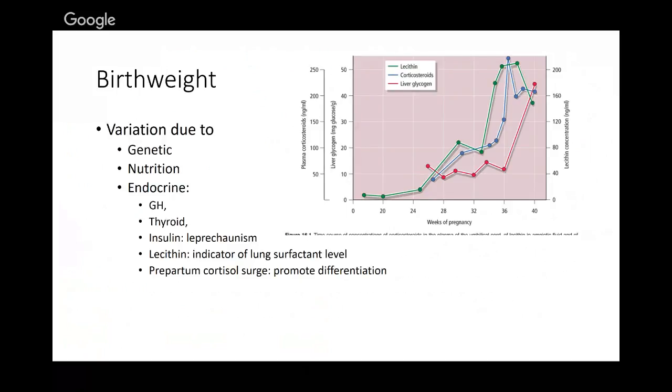All right. So in terms of fetal growth, be mindful that birth weight is important, and it can be affected by a couple of things. So genetic, maternal nutrition, or just endocrine in general. So growth hormone is important, thyroid hormone, insulin. Lecithin is an indicator of lung surfactant level. So I guess it's a buzzwordy kind of thing. And the prepartum cortisol surge. So before birth, you have a surge of cortisol, and this helps differentiation further and just the final development of it.